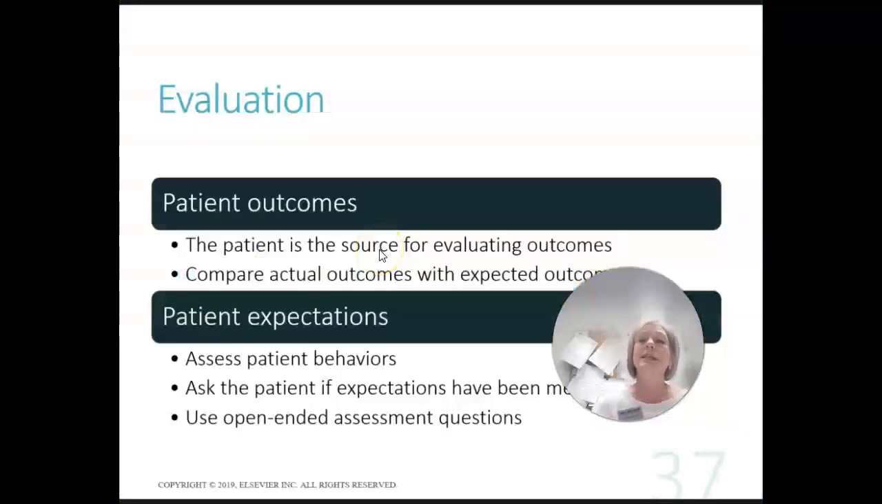Okay, so evaluation, that's the last thing that you're going to do. The patient is the person that we need to get the source of what their pain is from. Don't ask significant others in the room. Don't ask somebody else standing around. The patient is the one that tells us how the interventions that we did worked. Compare what our actual outcome was and what the patient expected it to be. Did we meet their goal? Did we meet the goal that we set? And what was your patient's expectations? Assess their expectations. Did we meet those? Ask them lots of open-ended questions so they have to answer you with more than just yes or no.